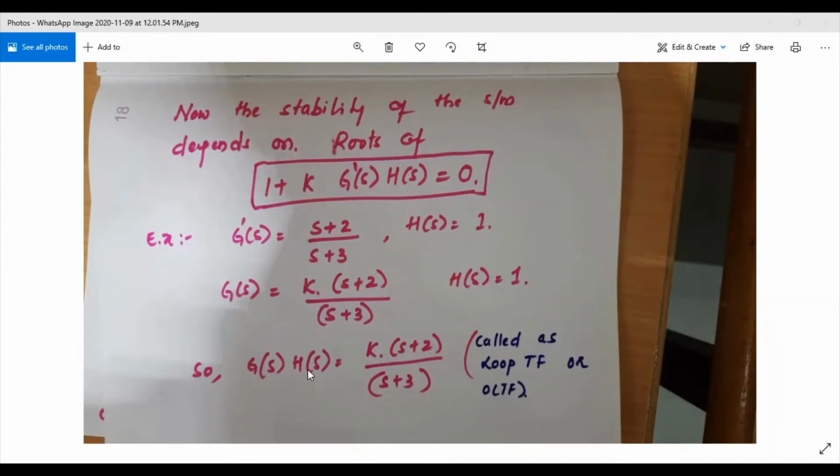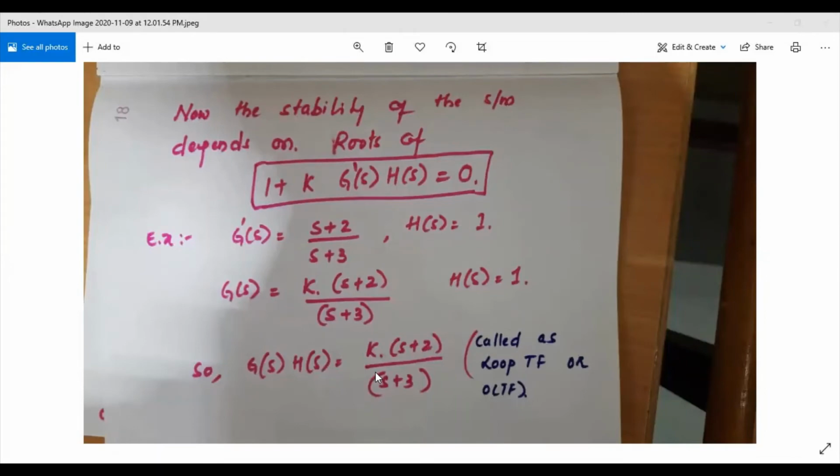We get g of s into h of s, this multiplied with this, equal to the same as this. So this has a different definition now. We call g of s into h of s, the transfer function given by this, the loop transfer function or open loop transfer function. Some textbooks refer to it as the loop transfer function, some as the open loop transfer function. But whenever I say g of s into h of s equal to like this, you should understand that it is the loop transfer function. So I hope I'm clear.